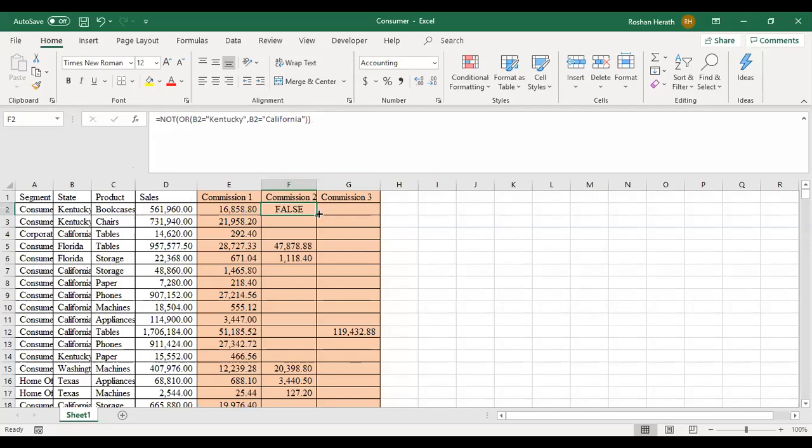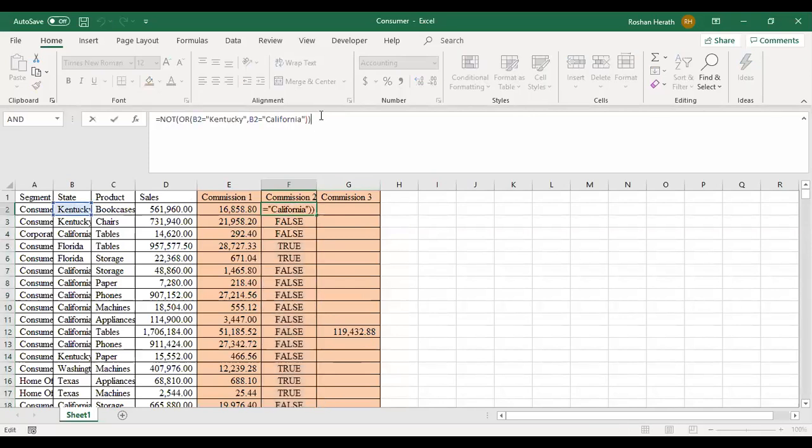Yes. You can see there are false and true. In boolean operation, false is 0 and true is 1. So accordingly, you can now simply multiply this false and true by the commission. Then alter the formula and multiply.